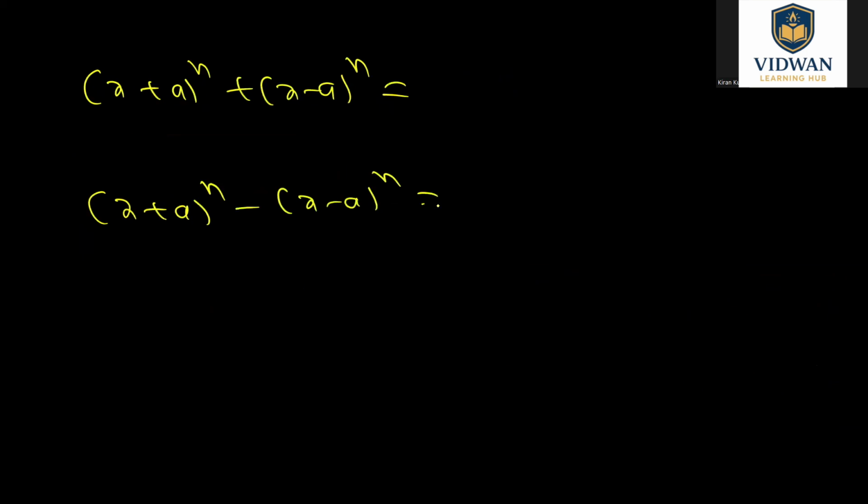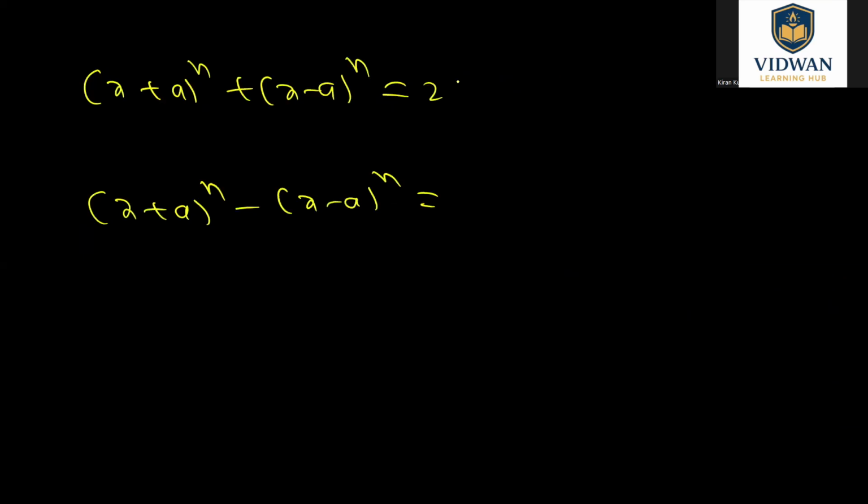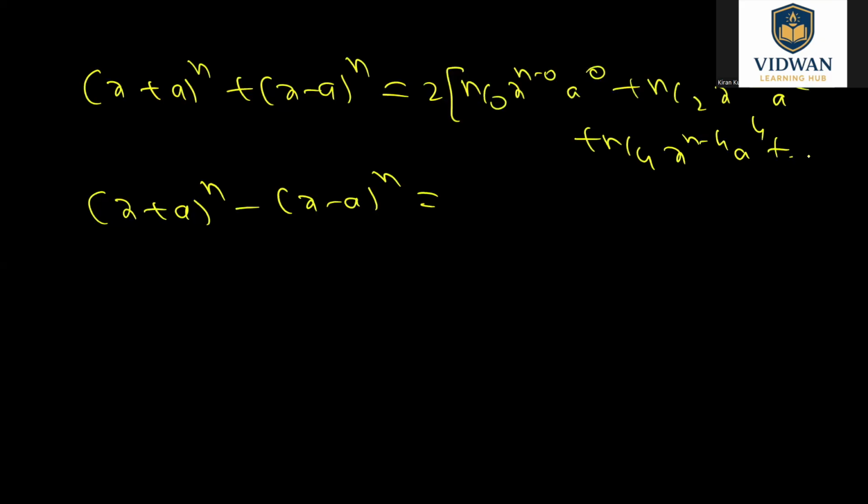So when I add them, what kind of terms are going to cancel out? The alternate terms with nC1, nC3, which have minus signs, will cancel out. nC0, nC2 will occur double time. So when you add the expansions, you'll get 2 times nC0 x^(n-0) a^0 plus nC2 x^(n-2) a^2 plus nC4 x^(n-4) a^4 and so on. This kind of terms you are going to get.